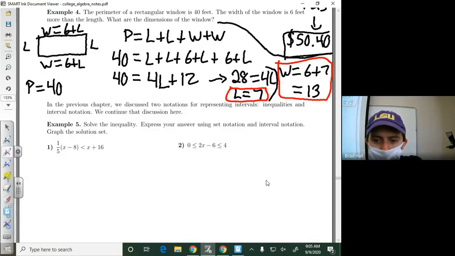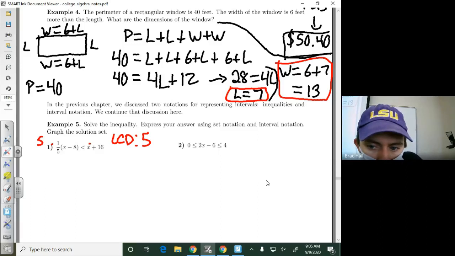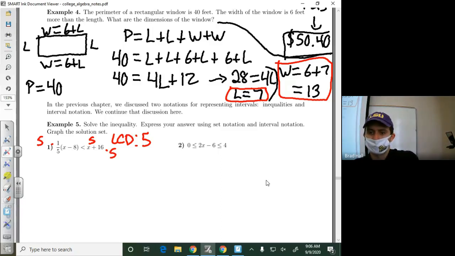So for a problem like this, for number 1, I see a fraction. So I instantly think least common denominator. There's only one denominator, which means it has to be the least common denominator. I only see one denominator, which is 5. So that has to be the least common denominator. I multiply every term by 5. And yes, the 1/5 times x minus 8, that is one term. So I don't have to multiply numerous 5s. That's just one 5.